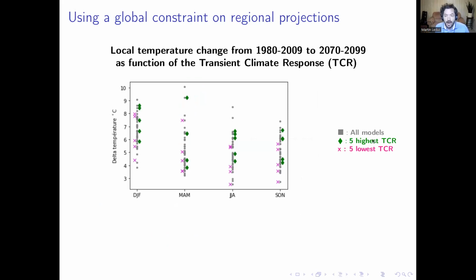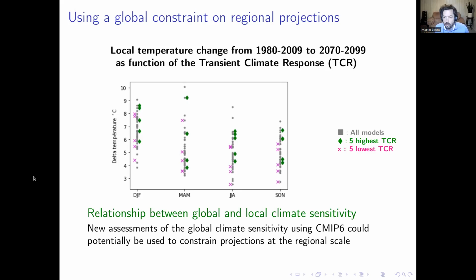So in green, you have the highest transient climate sensitivity for the GCM, and in pink, you have the lowest TCR. So you see that the relationship is not very strong, but it seems to be there. So green dots tend to be higher than the pink ones. So there is some relationship between the global constraint and local projection. So probably a new assessment of the global climate sensitivity using CMOS could potentially be used for constraining projections at the regional scale.